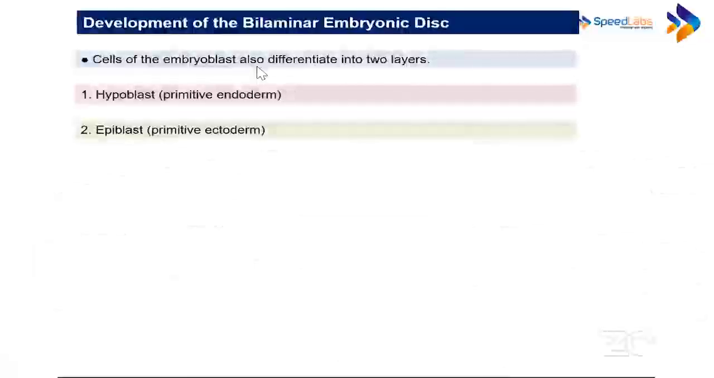Cells of the embryoblast differentiate into two layers. You know that the embryoblast differentiates into two layers. Last class we talked about the hypoblast and the epiblast. Hypoblast is the primitive endoderm, and this develops into the yolk sac, which gradually degenerates.